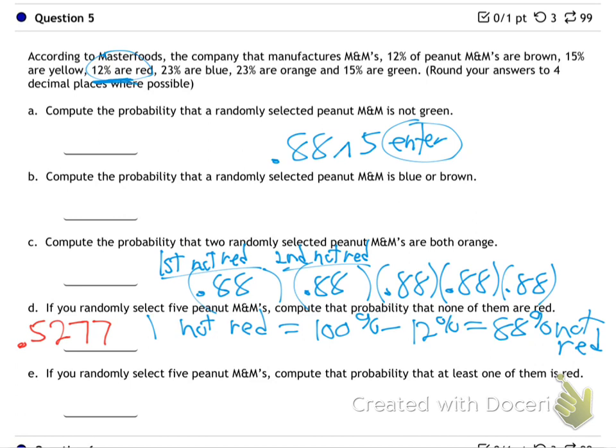Look back at D. How does it relate to D? Do you see how it connects with D? What was D? What is this 0.5277? Probability that what? None of them are red. What if I reach in the bag, grab 5, look at them, and my wife says to me, hey, are none of them red? And I say, nope. What does that mean?